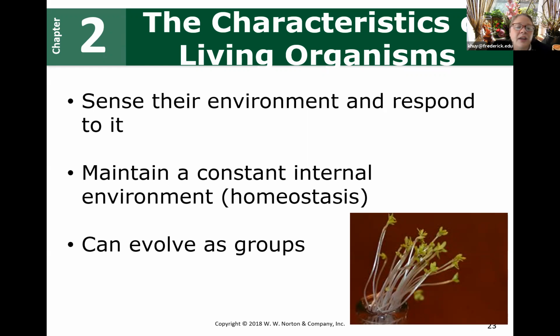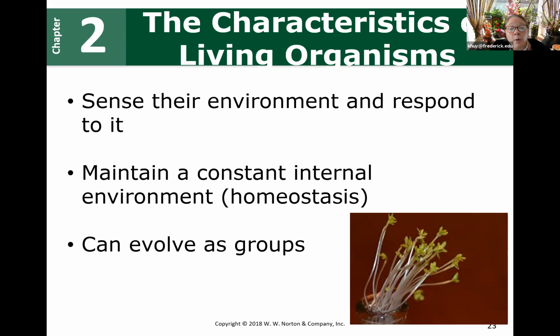And then we have can evolve as a group. So individual organisms have mutations, but groups of organisms evolve. Because, like I said before, when they reproduce, that's when we know that it's a viable organism. So if that group of organisms can evolve, it is considered a living organism. So those 6 characteristics all have to be met to be considered a living organism.